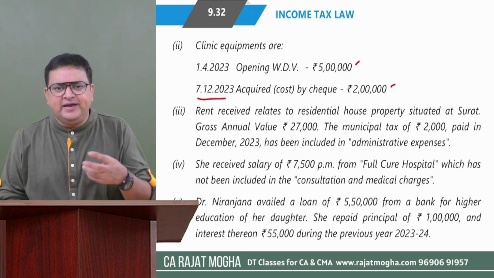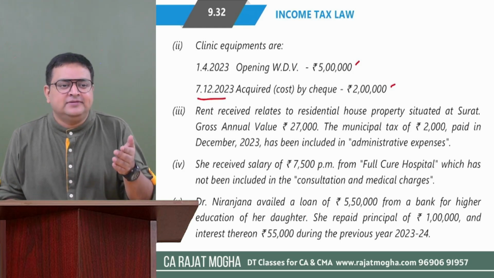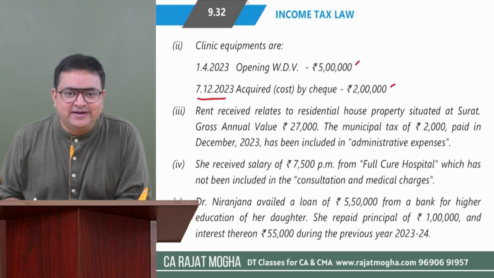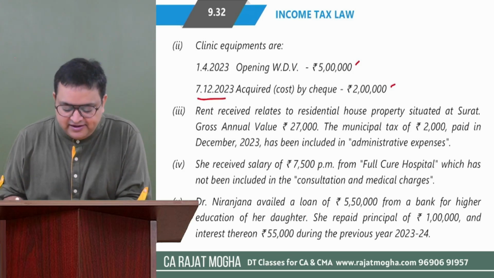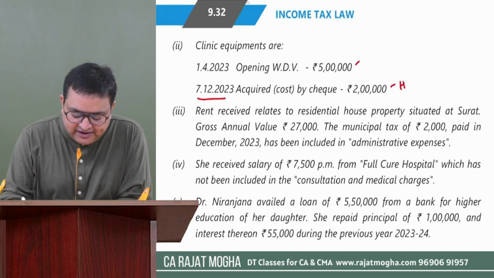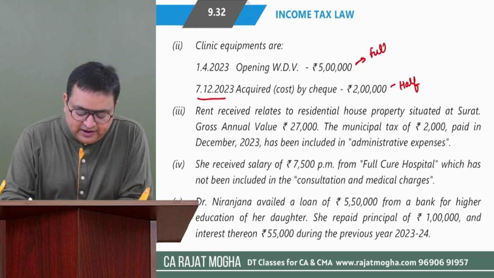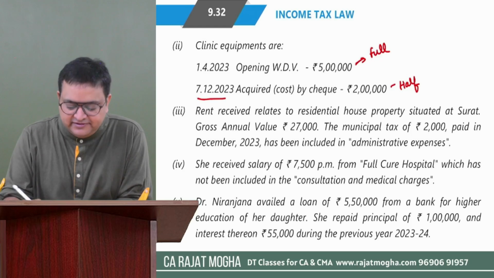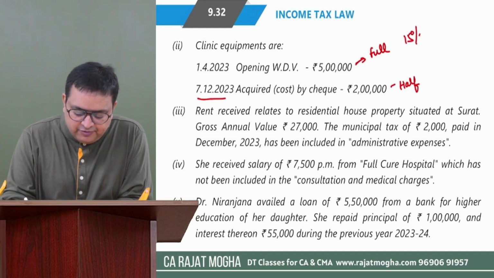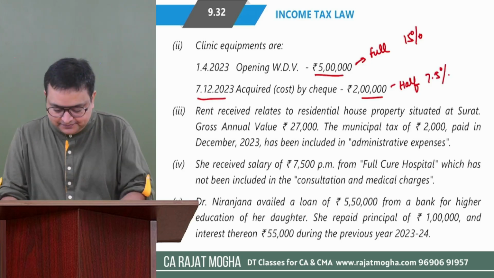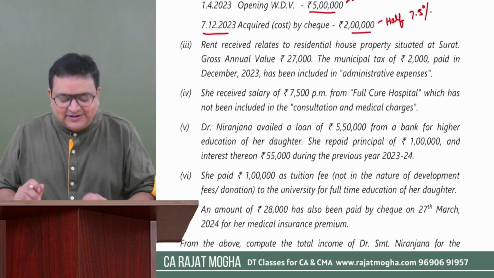So if I roughly calculate the number of days, December, January, February, March, it will not be more than 180 days, right? It is less than 180 days. So you understand, on this we will calculate half depreciation, and on this amount we will calculate full depreciation, and the depreciation rate is 15%. So full would be 15% on 5 lakh, and on 2 lakh it would be half, that is 7.5%. Easy. Okay.